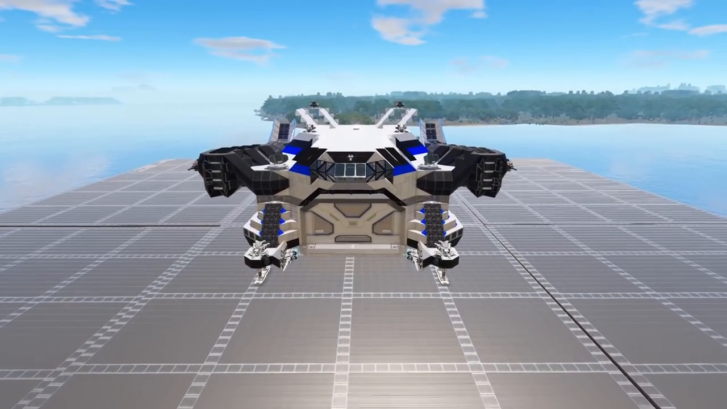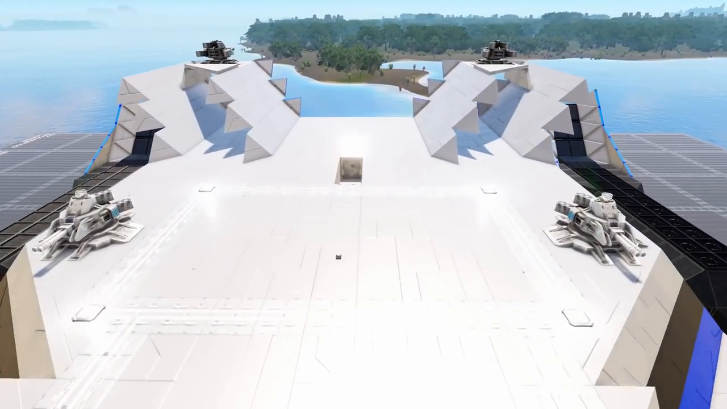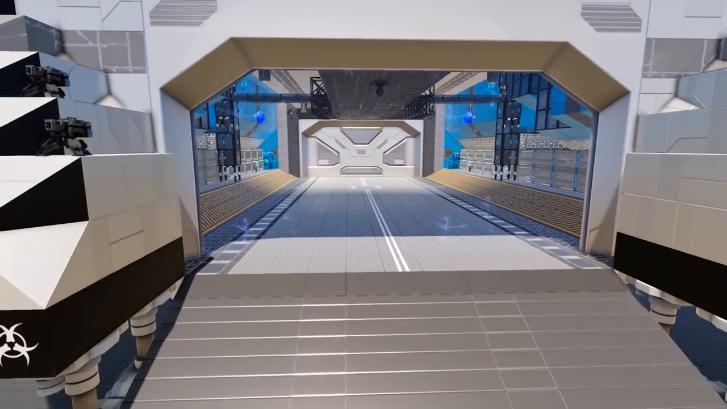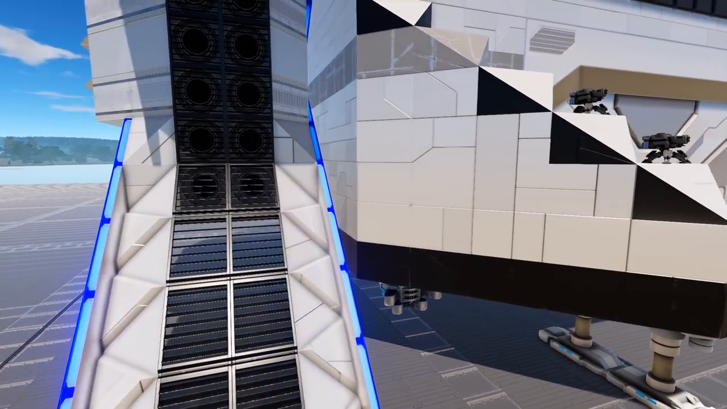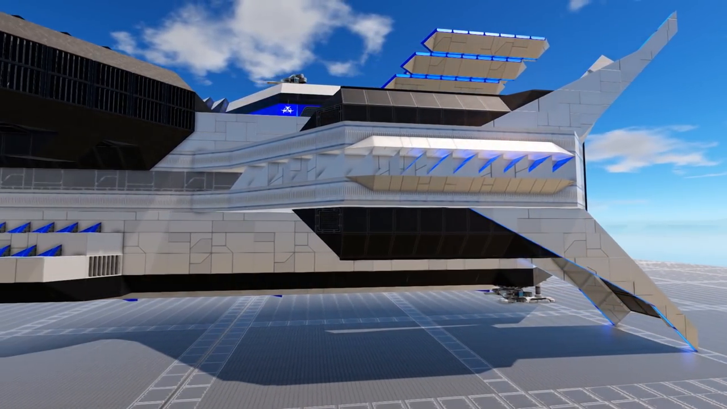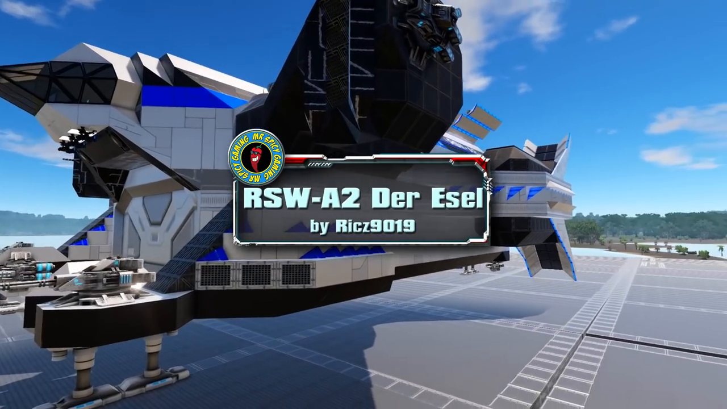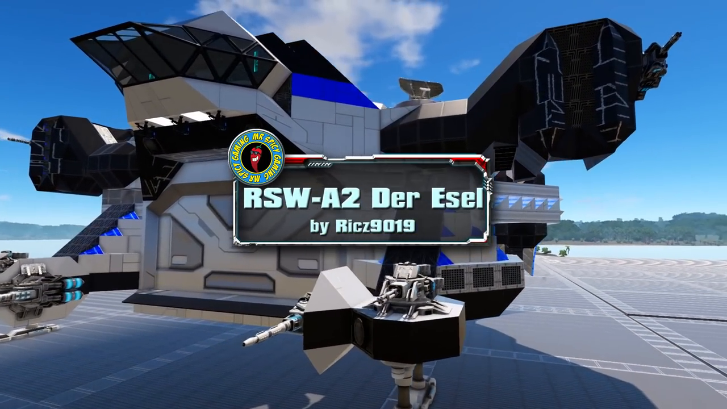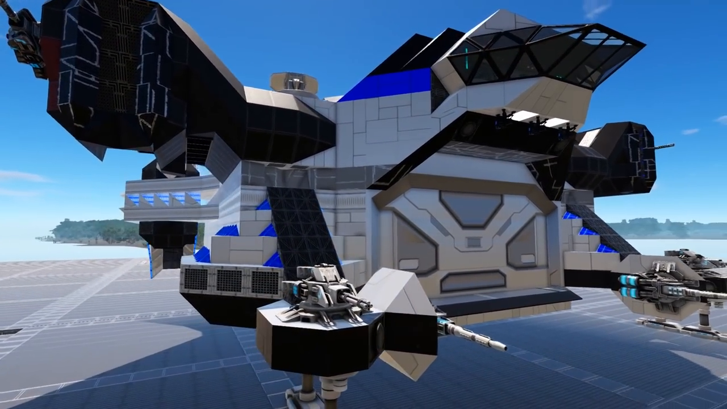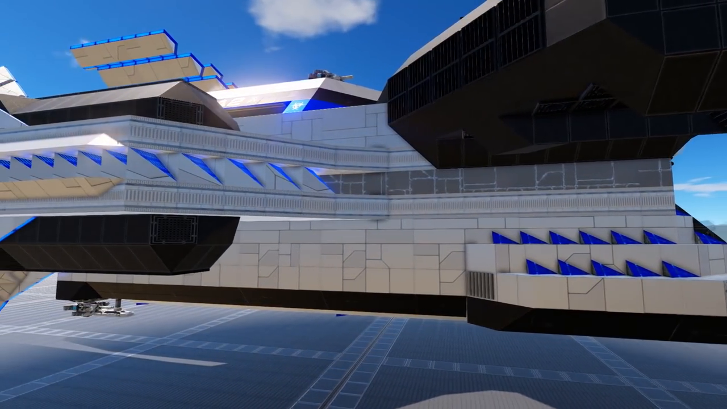Join me as we take a creator requested look at the RSW-A2 Der Esel. So today's design is, yes, a creator requested look at the RSW-A2 Der Esel. This is an unlock level 20 size class 8 capital vessel design coming to us from creator Ricz9019. Now, according to Google Translate, Der Esel is German for the donkey. And to me, that implies this is basically a pack mule for carrying a lot of stuff.